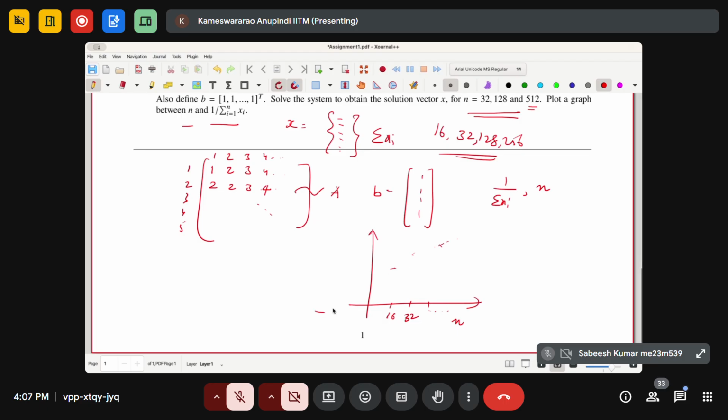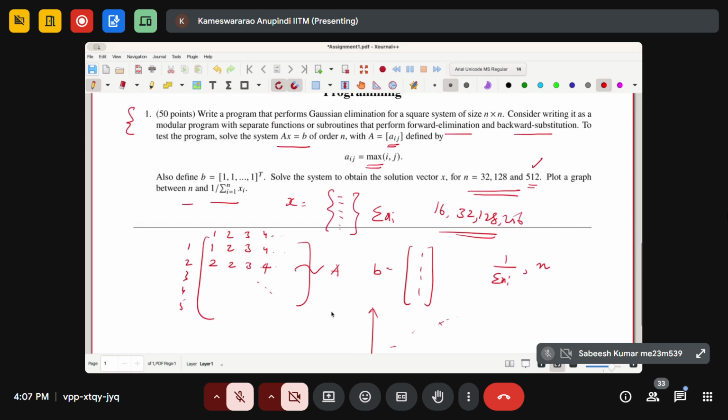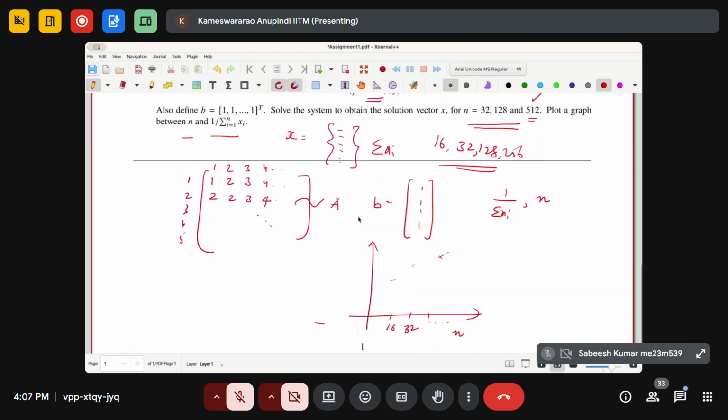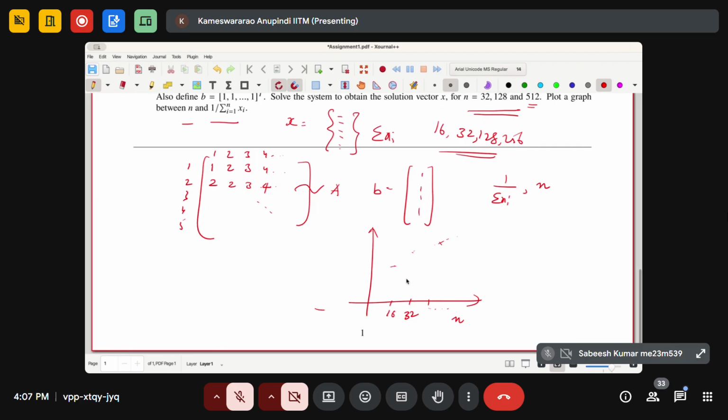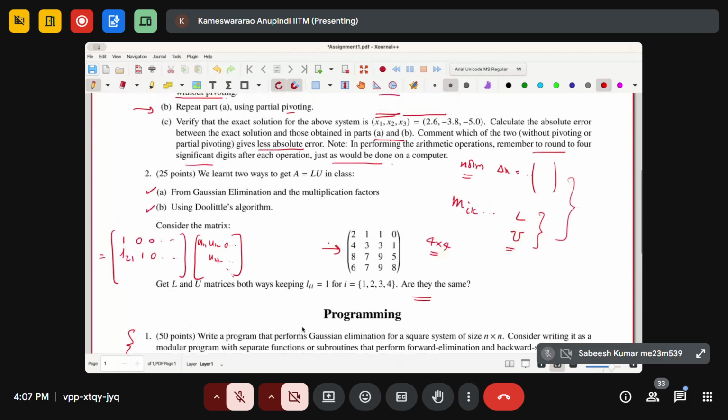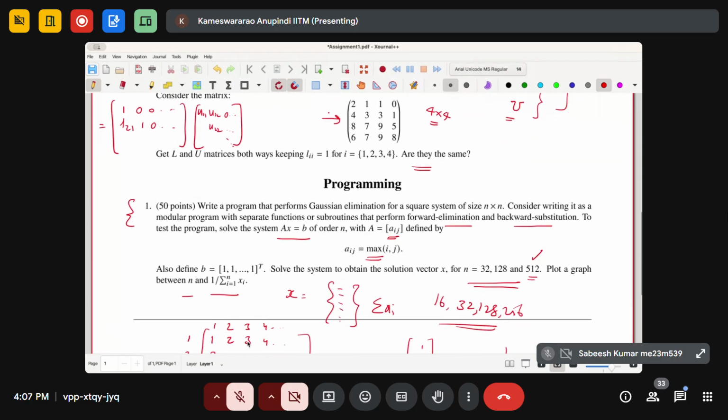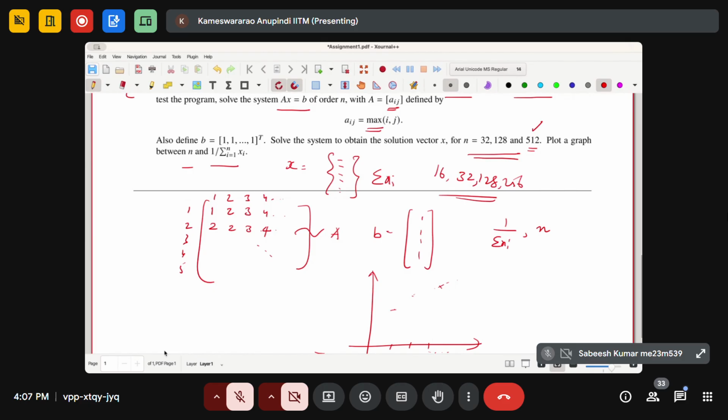So that is a simple check of what the solution is and how it looks with changing the number of rows and columns, the size of the matrix. So that is about the assignment problems. Any questions on the assignment problem before we proceed to the lecture? Questions, anybody?